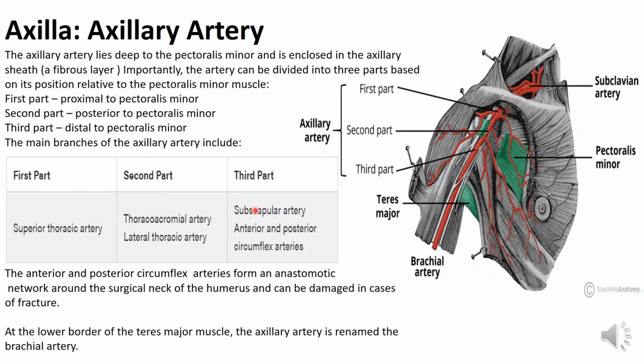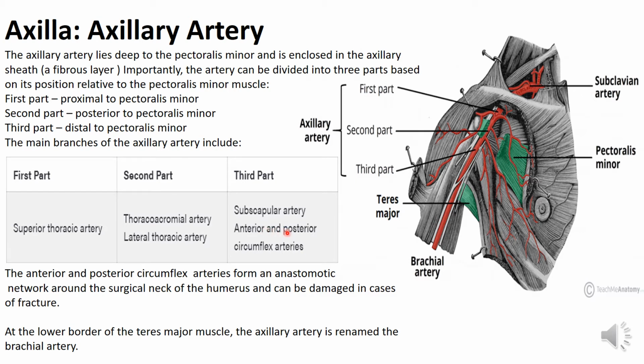Then the third part, subscapular artery, anterior and posterior circumflex artery originates. The first part gives rise to superior thoracic artery branch. Second part, thoracoacromial artery and lateral thoracic artery originate. And from the third part, three arteries originate, that is subscapular artery, anterior circumflex artery, and posterior circumflex artery.